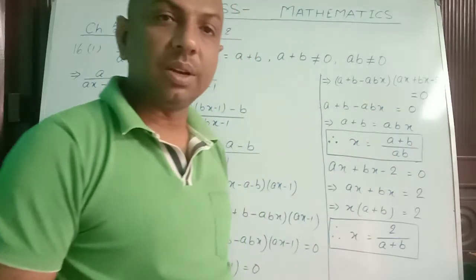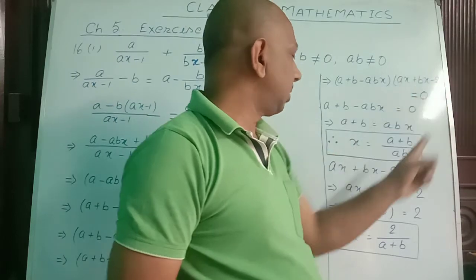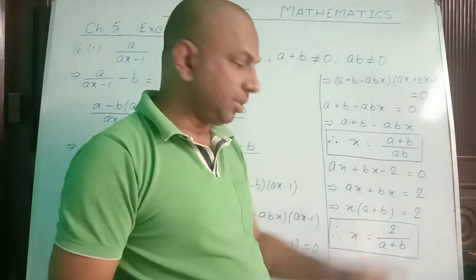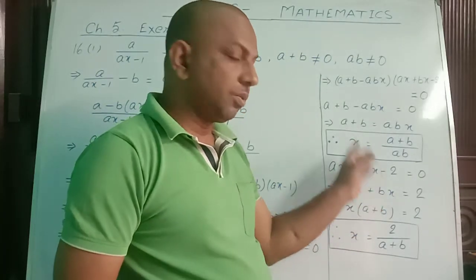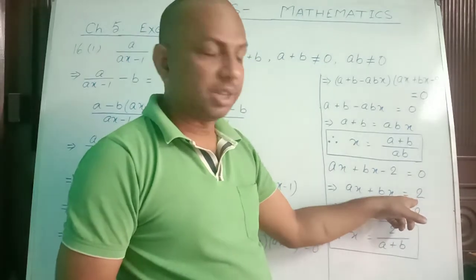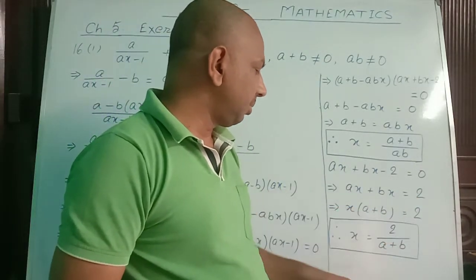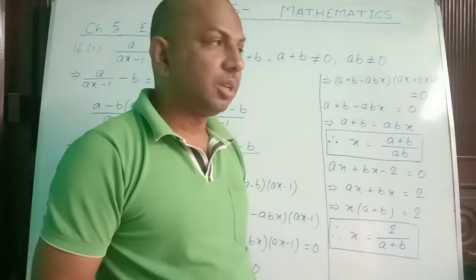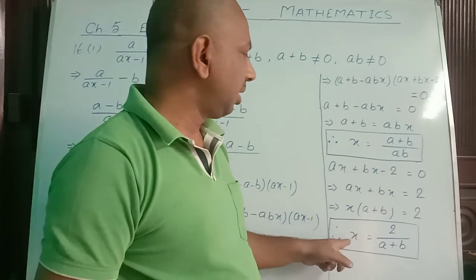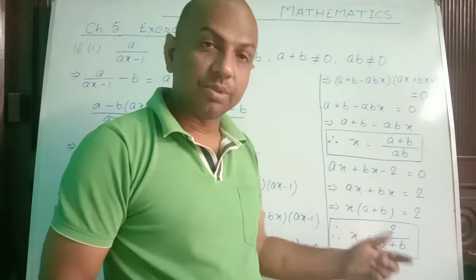This became the first value of x, and the second value will come from here: ax plus bx minus 2 equal to 0. Then ax plus bx equal to 2, minus 2 went that side, after going that side it will be plus 2. X is common, a plus b in bracket equal to 2, so x equal to 2 by a plus b. In this way we got two values of x: x equal to a plus b by ab and x equal to 2 by a plus b. These two are the answers.